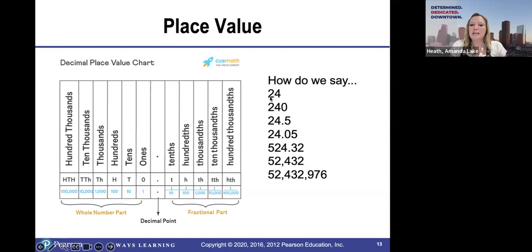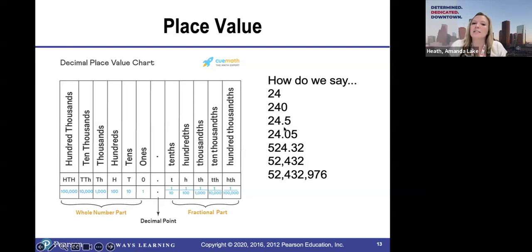So how would we say this number, a 2 and then a 4? That's 2 tens and 4 ones. We usually say 24. Then 2 4 0, that means 2 hundreds, 4 tens, and 0 ones. So we typically say 240. Then 24 decimal point 5. We should read that as 24 and 5 tenths.